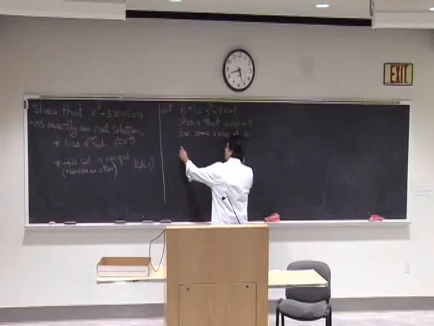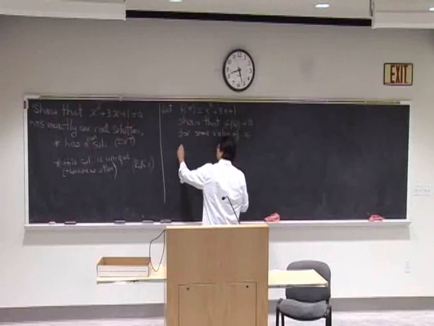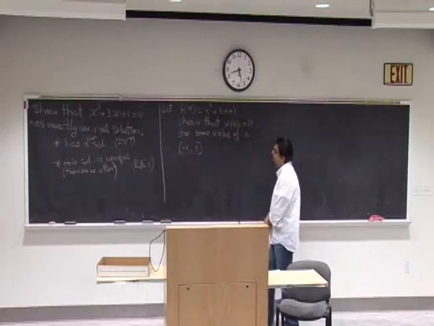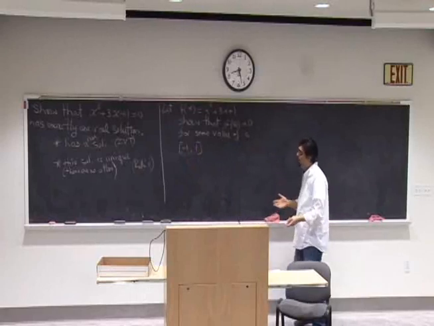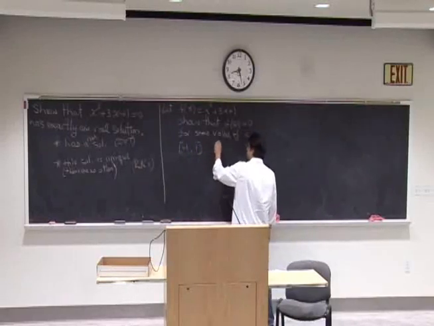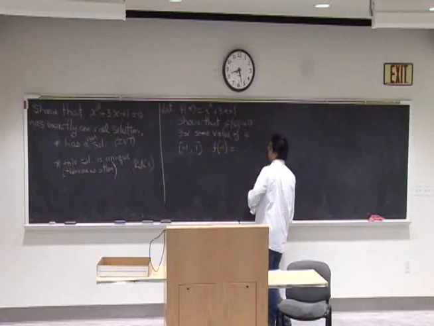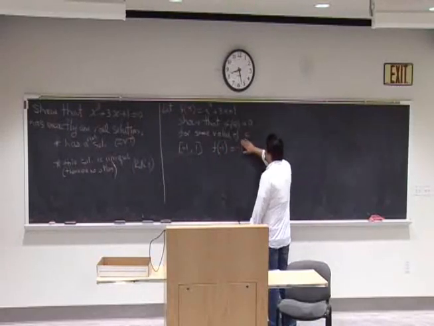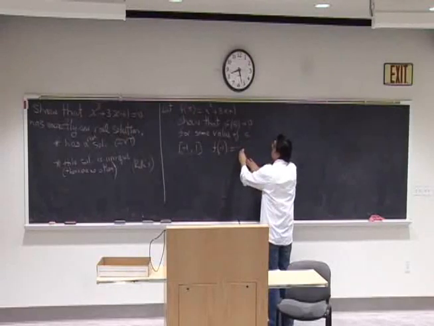Well, consider an interval -1, 1. Okay? Let's see if it'll work. F of -1 is -1, or -2, actually. Right?